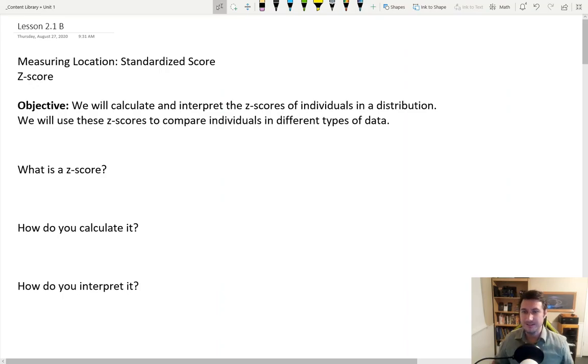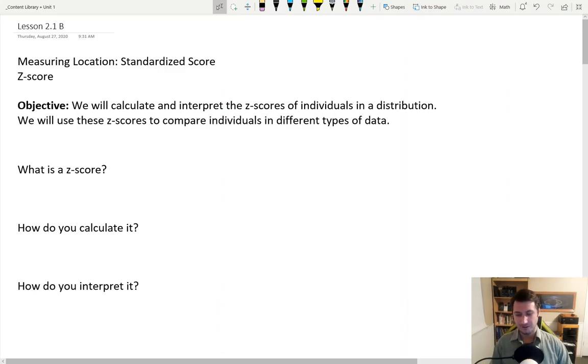Hello AP Statistics students. In this video, we are going to take a look at something probably brand new to everybody, the z-score. It's a standardized score. Our objective here is to calculate and interpret the z-scores of individuals in a distribution. We will use these z-scores to compare individuals in different types of data.